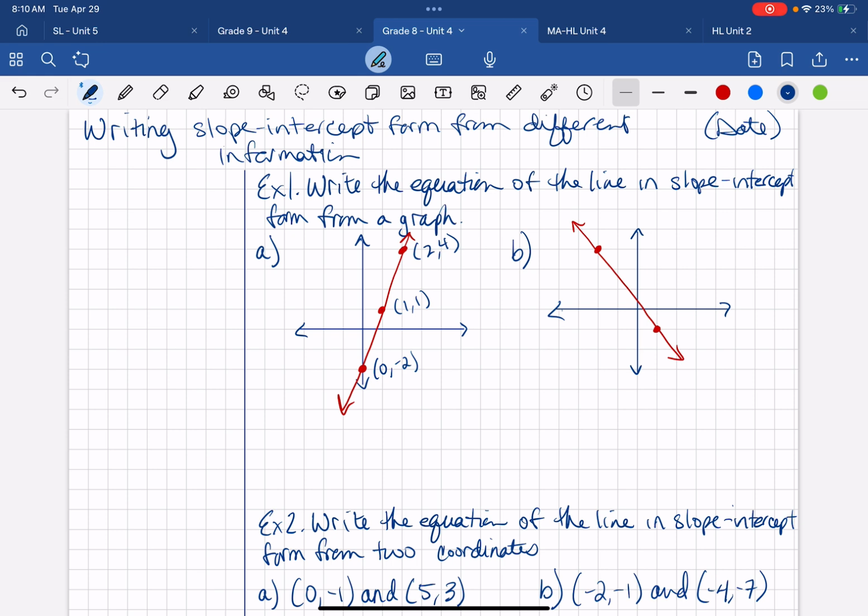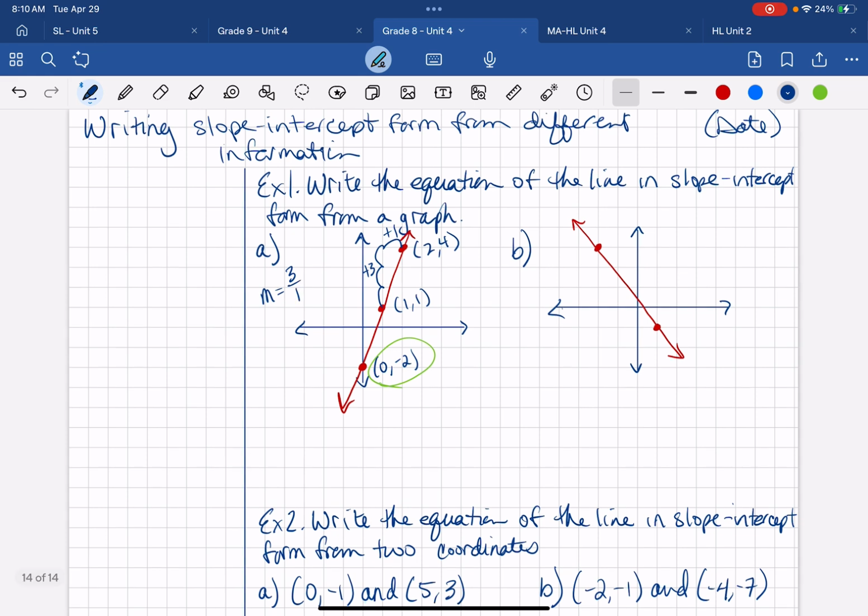Now, one of the coordinates that I'm given is actually my y-intercept because my x value is 0. So all I have to do is figure out my gradient or my slope, and I'm going to go from 1, 1 to 2, 4. 1, 2, 3. I went up 3 and right 1, which means my gradient is 3 over 1, which means my equation is y equals 3x minus 2.